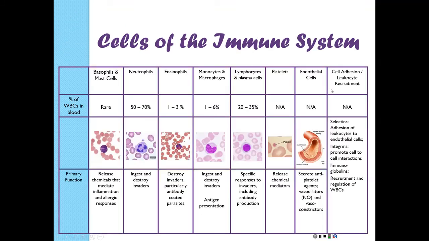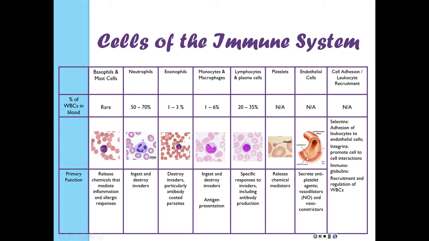The cells of the immune system are important to know. This is a review slide. It's my hope that you already are familiar with these. You should know our granular cells or granulocytes, the basophils, neutrophils, eosinophils, and then the agranular white blood cells, the monocytes and lymphocytes. If you'll notice, I've got a very basic function for these cells down here, including platelets, the cell adhesion molecules, and endothelial cells.